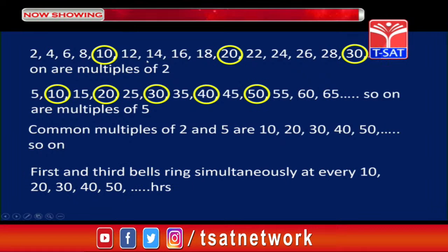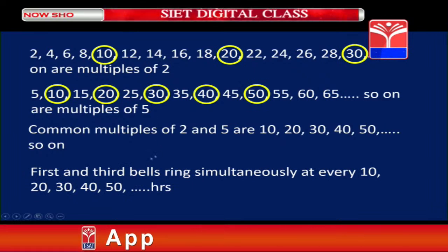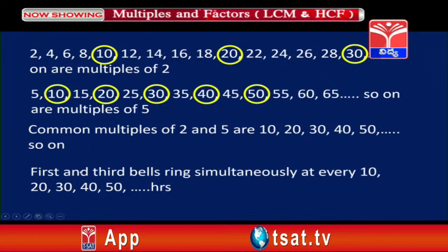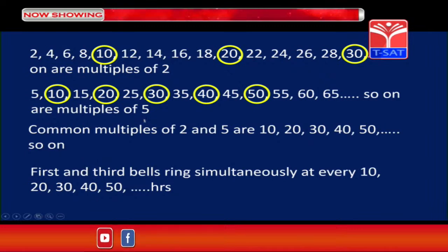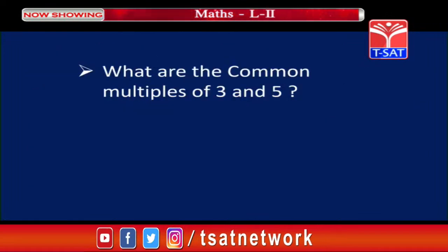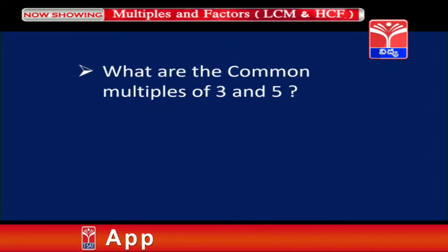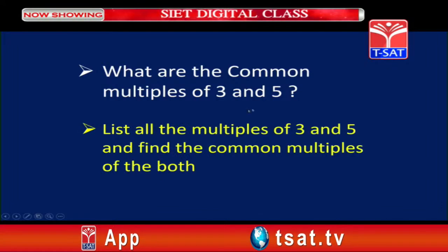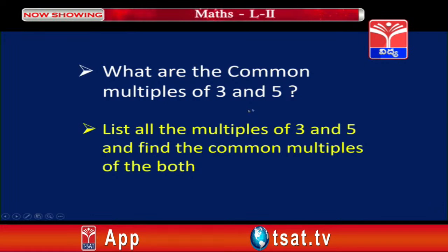These are the timings of the first bell and third bell. So the first and third bells ring simultaneously at these hours, 10 hours, 20 hours, at equal intervals of 10 hours. These two bells ring simultaneously. Look at this. What are the common multiples of 3 and 5? Write all the multiples of 3 and 5 and find the common multiples of both 3 and 5.